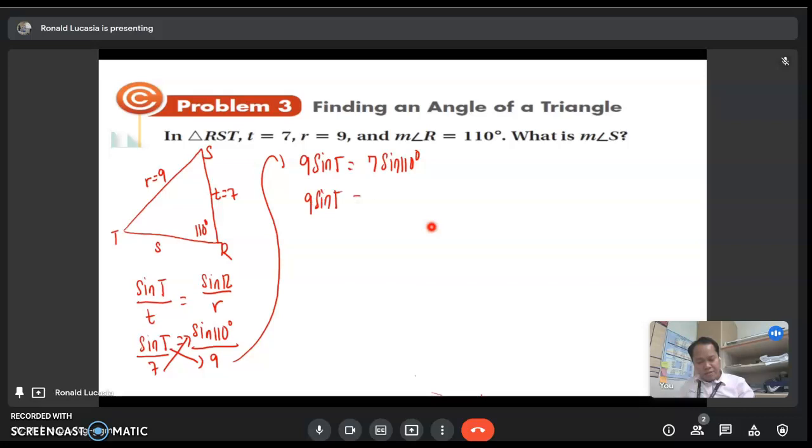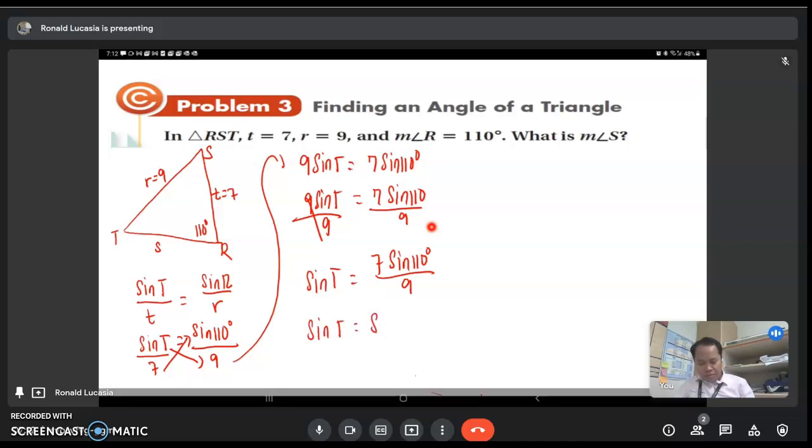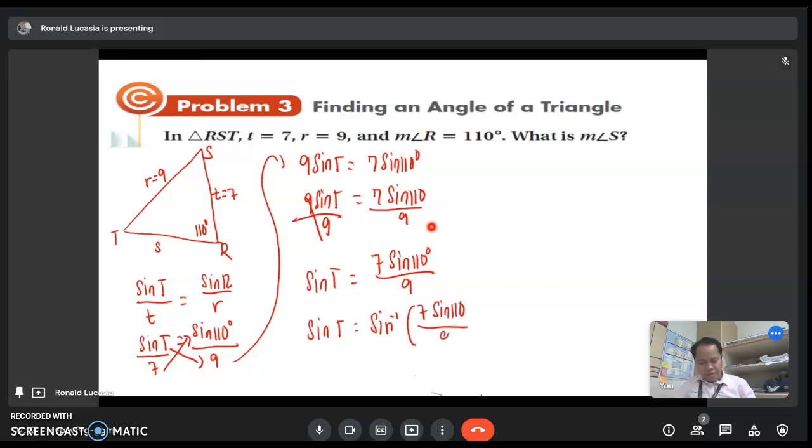Then divide both sides by 9, so we can cancel this. So you have sine T is equal to 7 sine 110 degrees over 9. This is how you are going to do it in your Desmos calculator. Since we're looking for the angle, this must be equal to sine T, which is sine inverse, and then 7 sine 110 over 9.